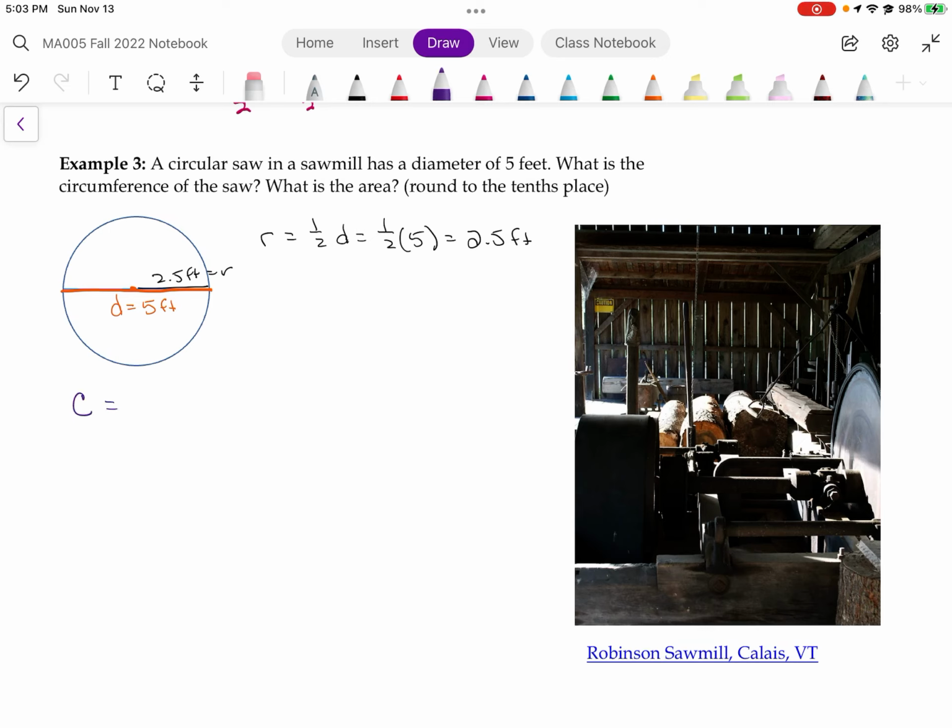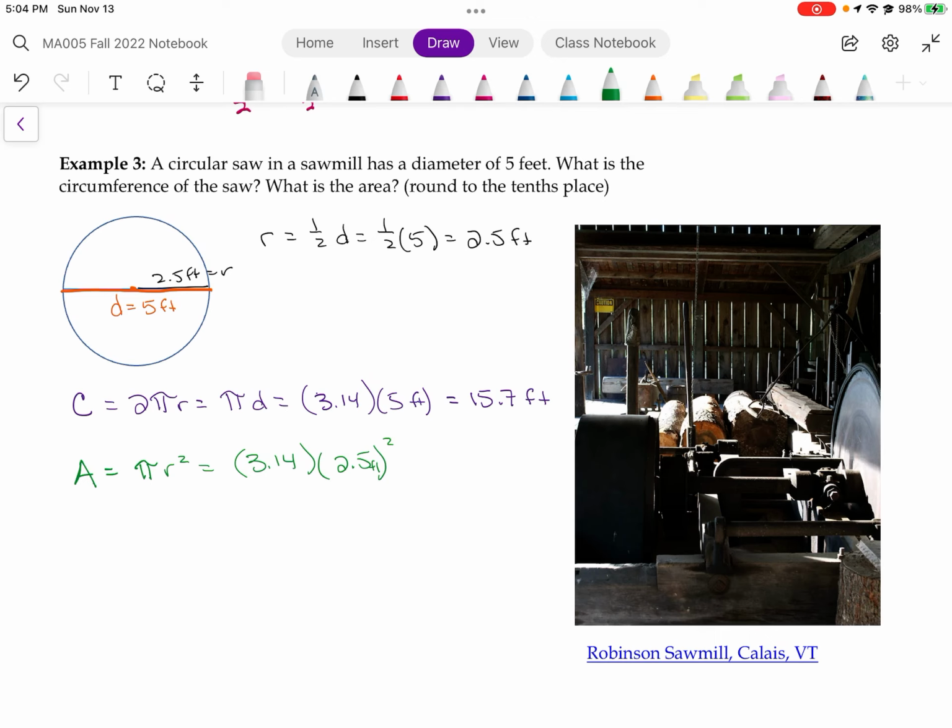All right, so let's find our things. The circumference is 2 pi r, or you could just say pi times d, right? Start with the d. We've got 3.14 times 5 feet, so we get 15.7 feet. That's the circumference. Then the area is going to be pi r squared. This is why we had to divide it in half, because we have to use the r here. 3.14 times r squared, 2.5 squared.